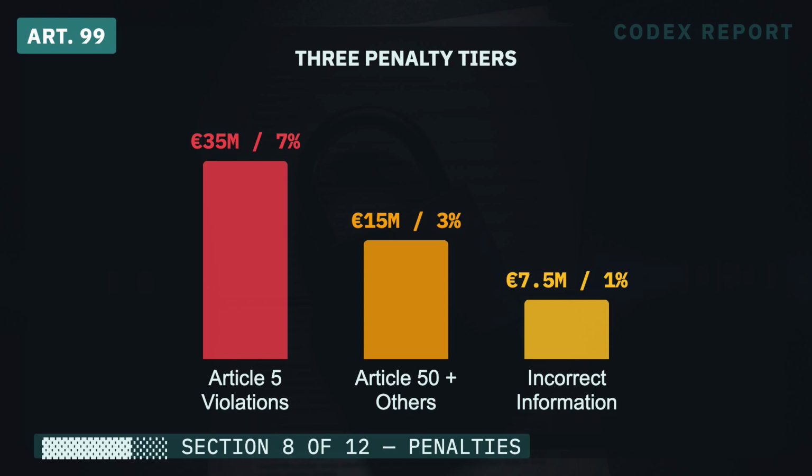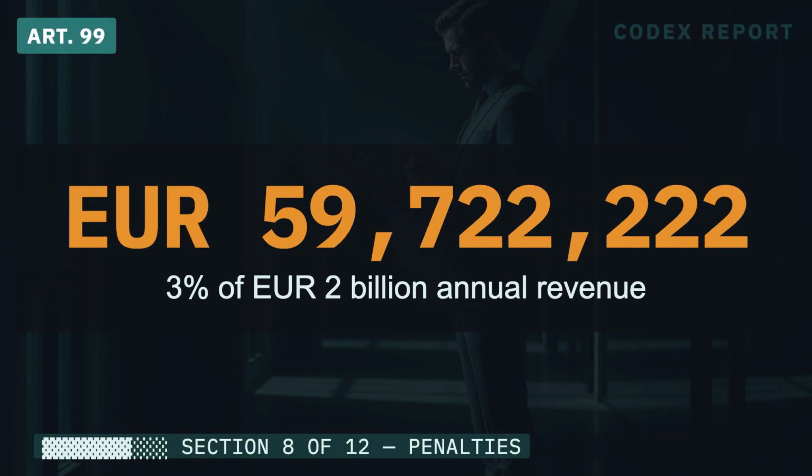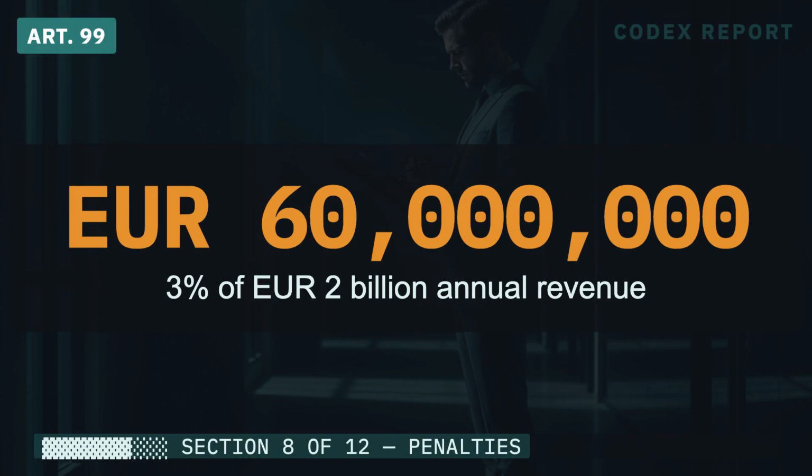The lowest tier, Article 99(5), applies to supplying incorrect information to authorities, fines up to €7,500,000 or 1% of turnover. Article 50 sits in the middle tier, €15 million or 3% of global turnover. For a company with €2 billion in annual revenue, 3% is €60 million. The whichever is higher formulation means the percentage figure will dominate for large enterprises.